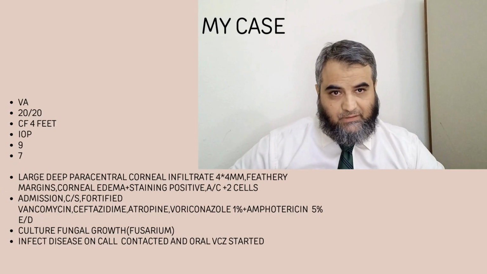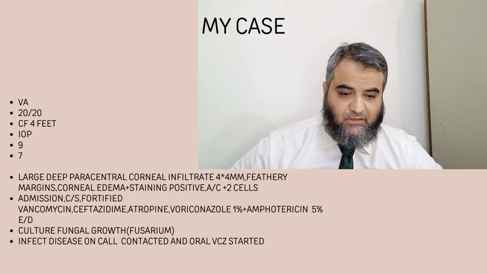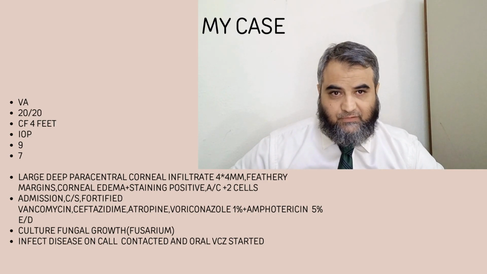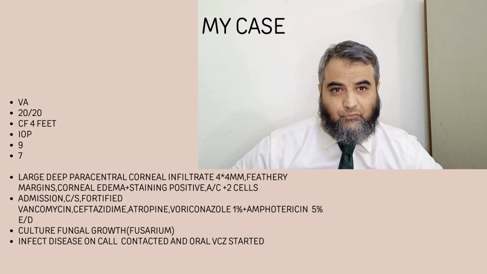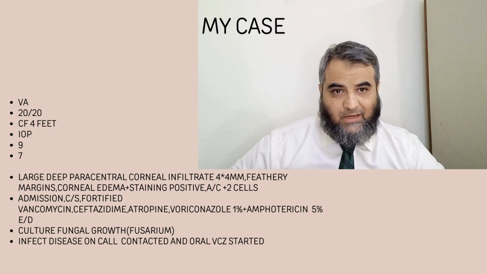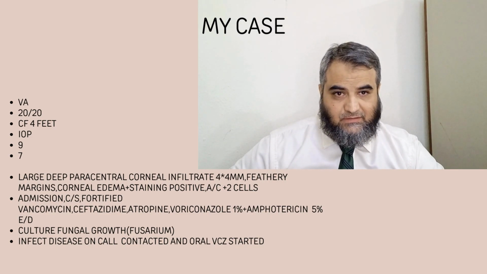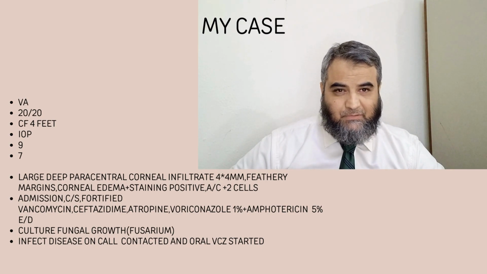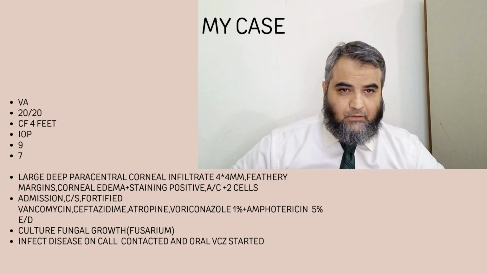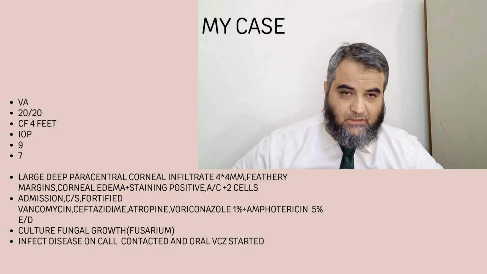Now I come towards my case of fungal keratitis. The patient, 46 years old, presented with decreased vision, counting fingers at 4 feet, and the pressure was normal in both eyes. On examination, a 4 by 4 millimeter area was involved, with stromal infiltrates, and staining was positive. Corneal edema was present, but not much thinning, and the anterior chamber showed +2 to +3 cells.